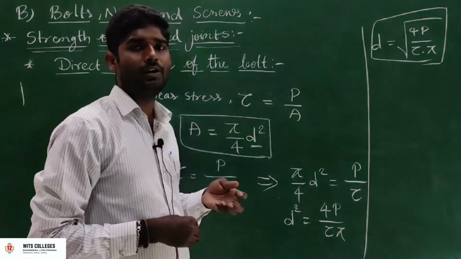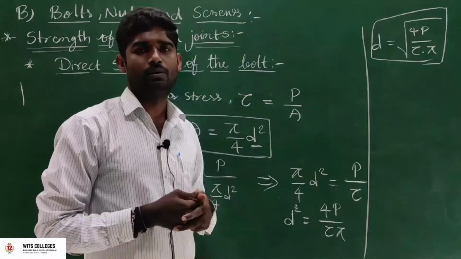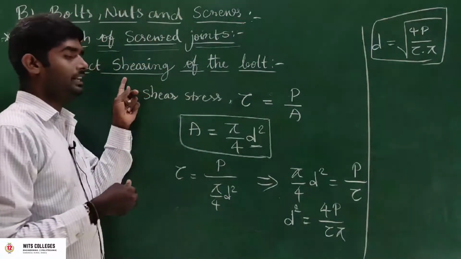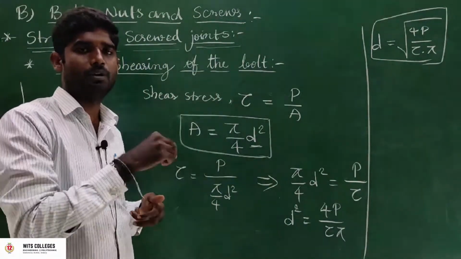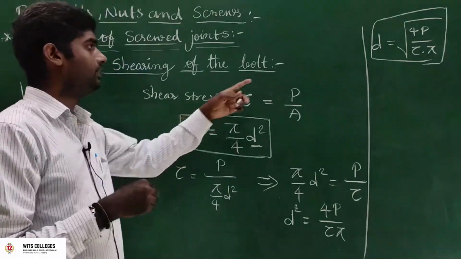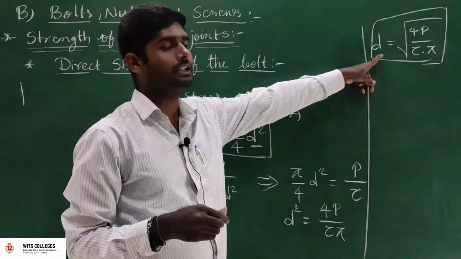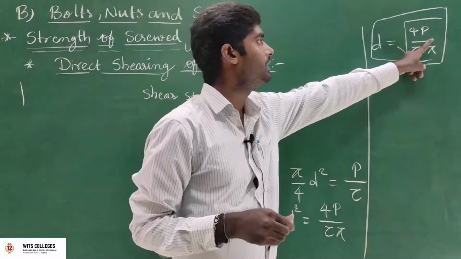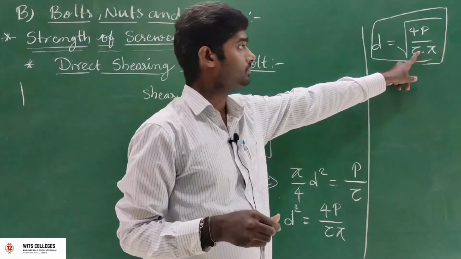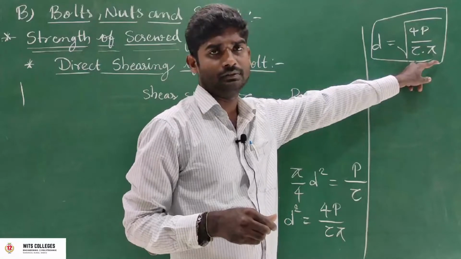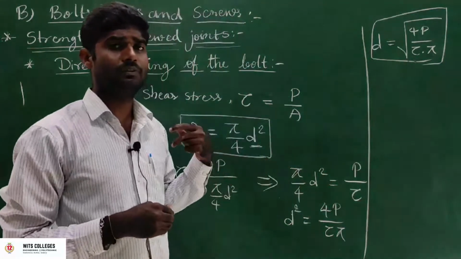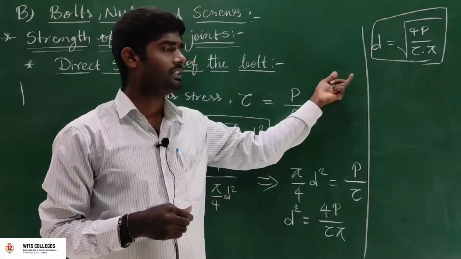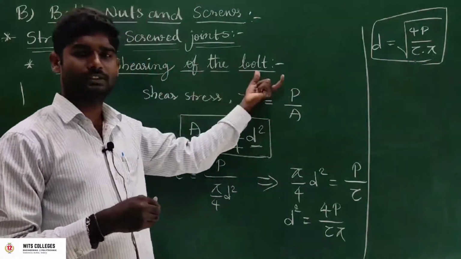If you want to find out the diameter of the hole, acting on direct shearing of the bolt, we are using this formula. We find out d is equal to under root 4P by tau into pi. This is our formula. Next, we'll see some of the problems using this equation.